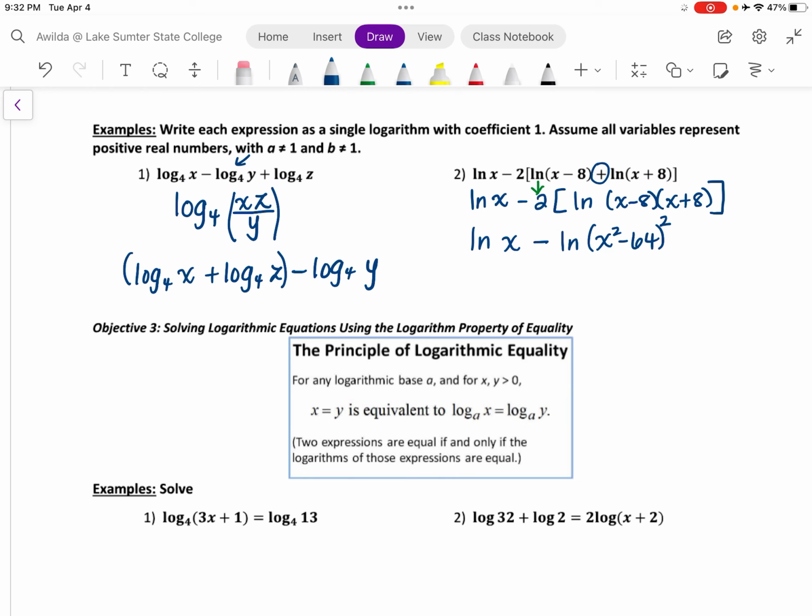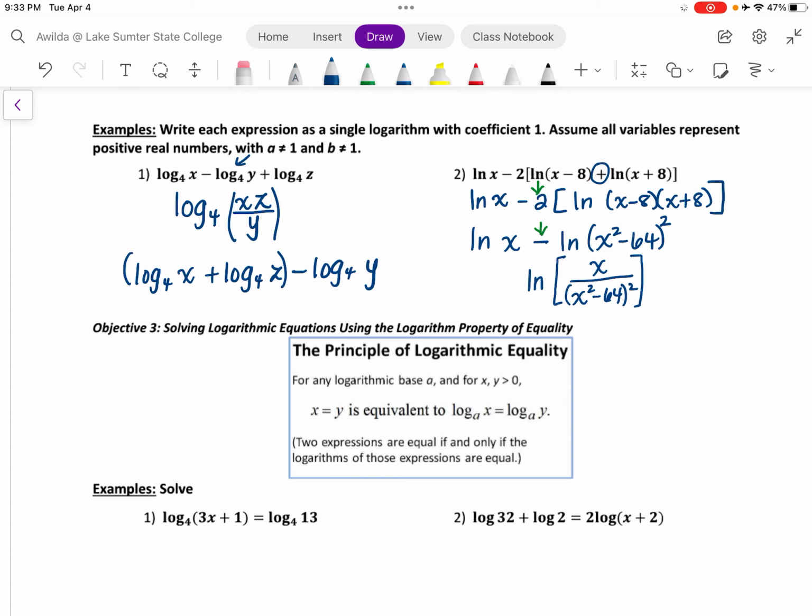Finally, we can apply the quotient rule to deal with this subtraction. Using the quotient rule, we can write this as the natural logarithm of x divided by x squared minus 64 quantity squared. For clarity, if you want, you can enclose this into some grouping symbols.